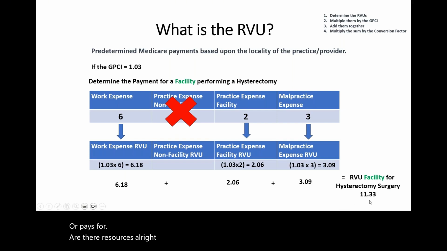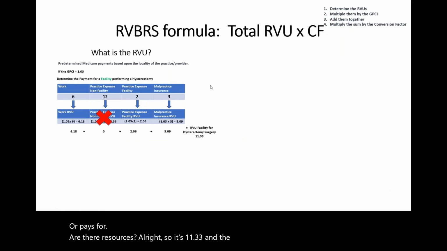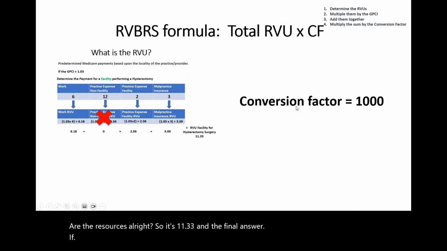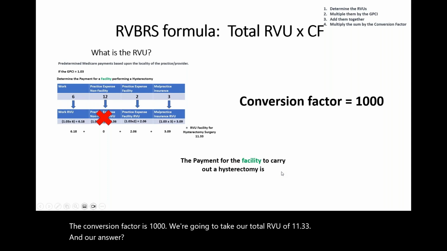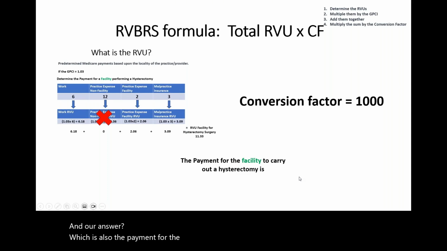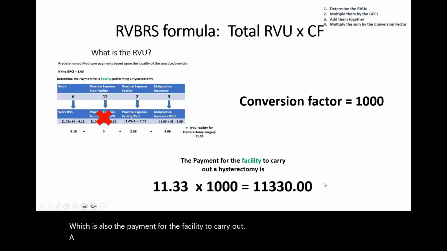All right, so it's 11.33, and the final answer, if the conversion factor is 1,000, we're going to take our total RVU of 11.33, and our answer, which is also the payment for the facility to carry out a hysterectomy, is 11,330. And that is how you do it.